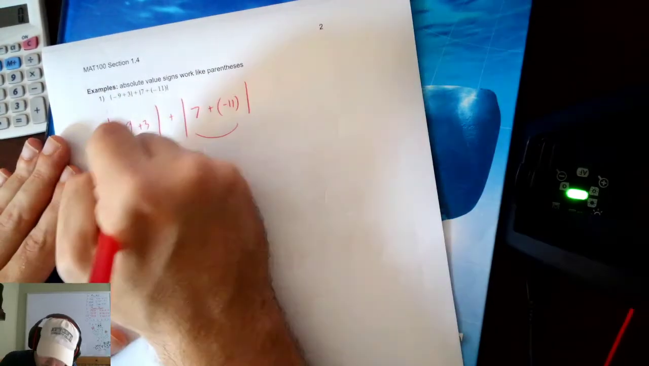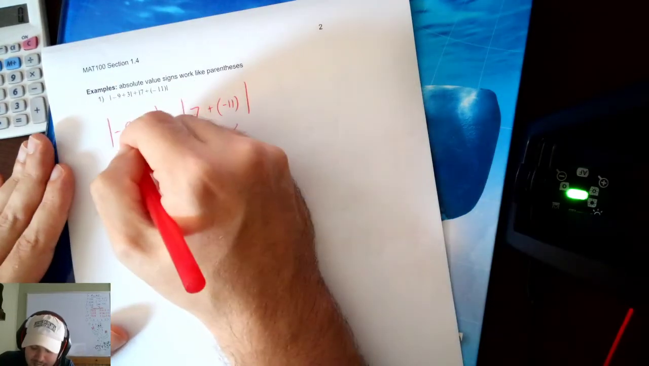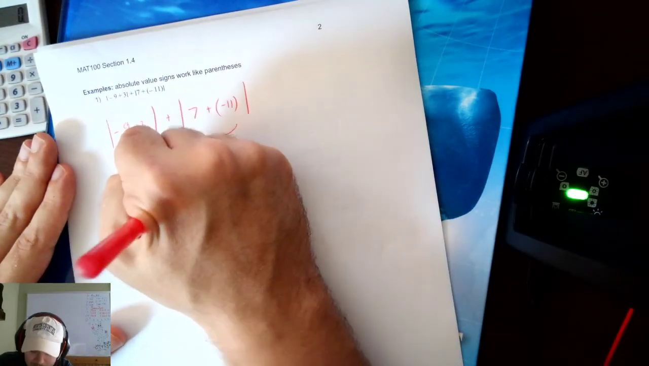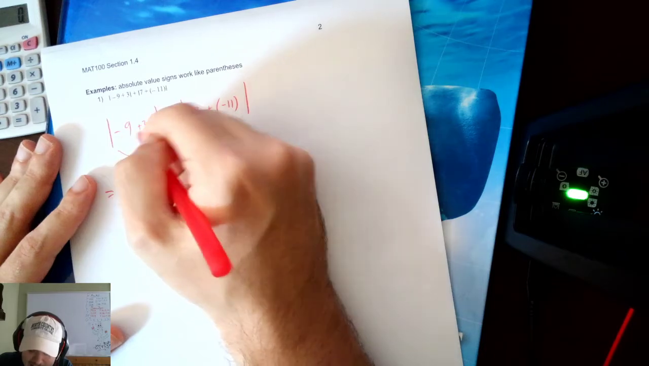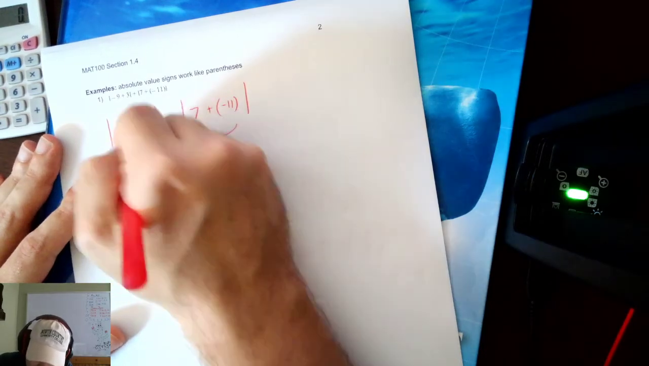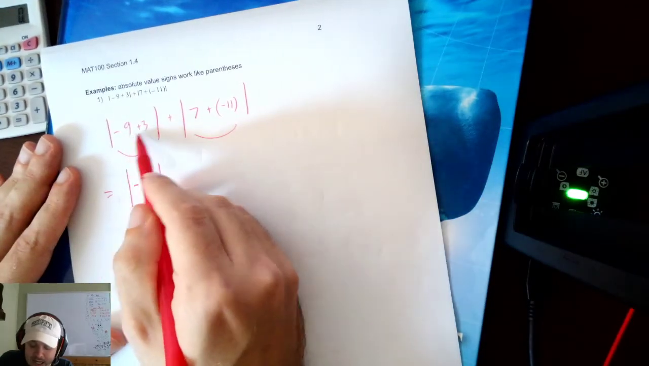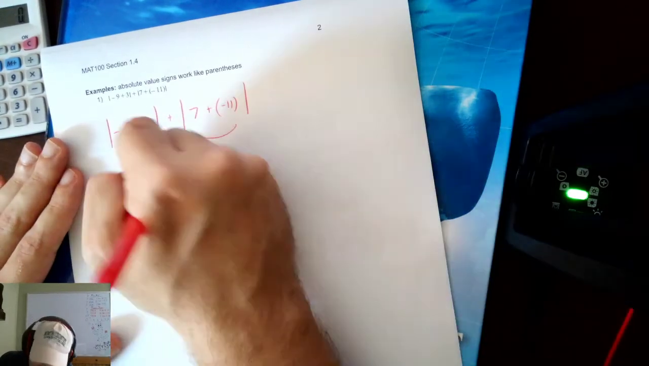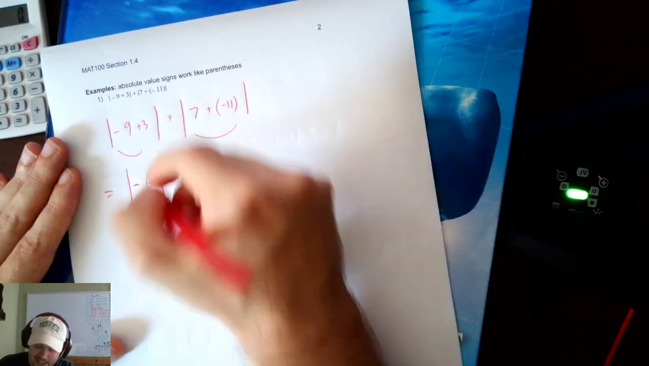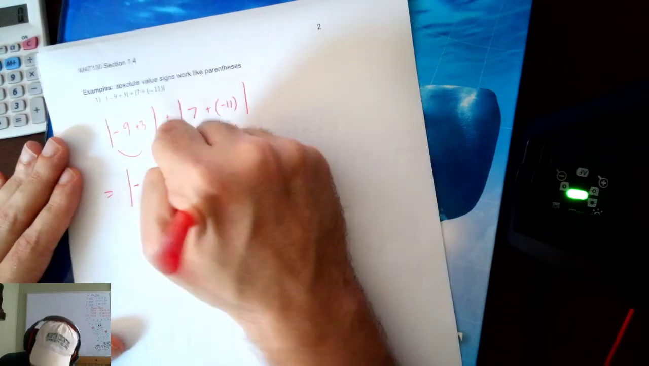Well, my first group, -9 plus 3. Different signs, 3 and -9. 9 is bigger, so my answer is negative. 9 and 3 have a difference of 6. So I get -6 in that first absolute value bar.